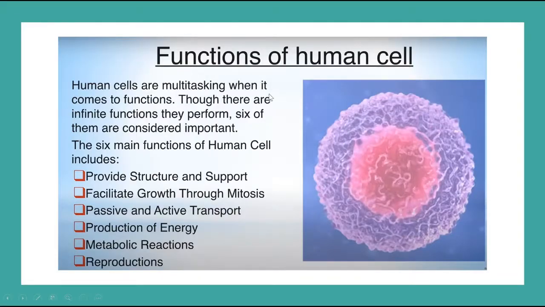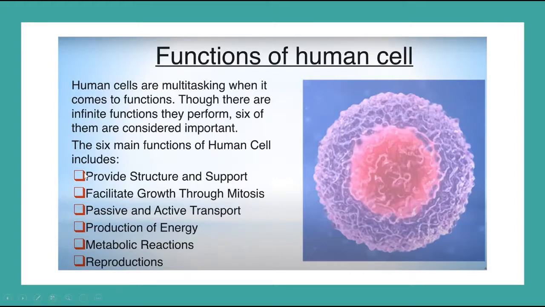Now, functions of the human cell. If you see, the human cells are multitasking, right, when it comes to functions. Though there are infinite functions, six of them are very, very important. The first of them is to provide structure and support. Collenchymatic and sclerenchymatic cells contribute to the structure in humans. The cell names are collenchymatic and sclerenchymatic.